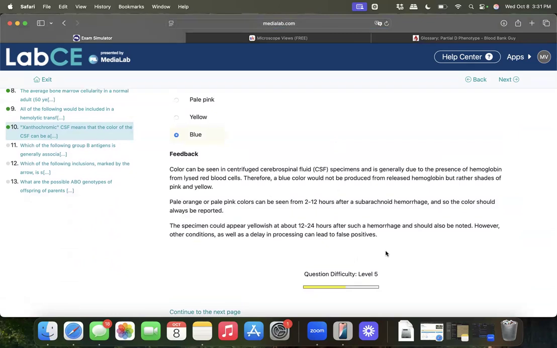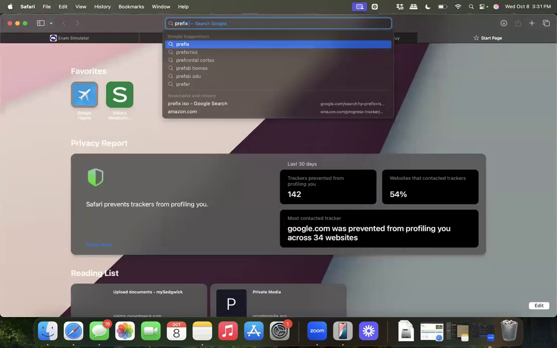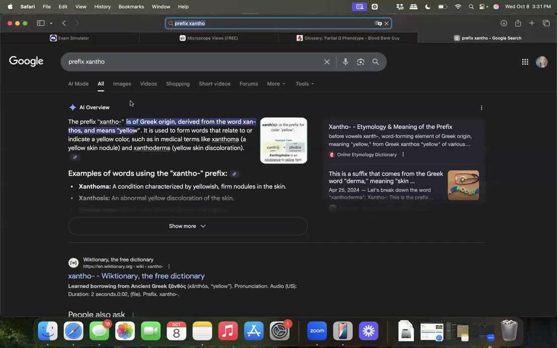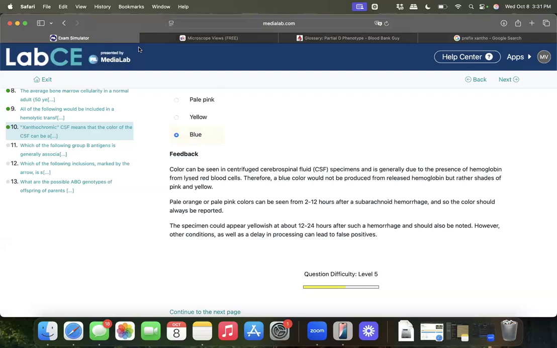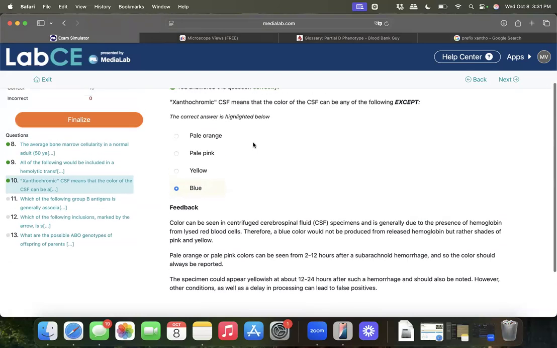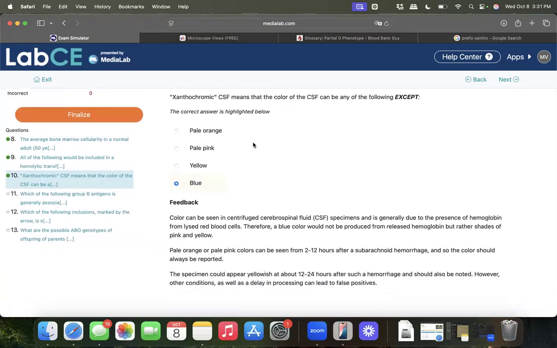Okay. Yes. All right. So color can be seen. Xanthochromic, we're talking about a difference of color, right? I don't know the prefix xantho in medical terminology. Let's see. Means yellow. Okay. The varying degrees of xanthochromia with regard to CSF could be pale orange, pale pink, or yellow. So color can be seen in centrifuged cerebrospinal fluid or CSF specimens and is generally due to the presence of hemoglobin from lysed red blood cells. Therefore, a blue color would not be produced from released hemoglobin, but rather shades of pink and yellow.